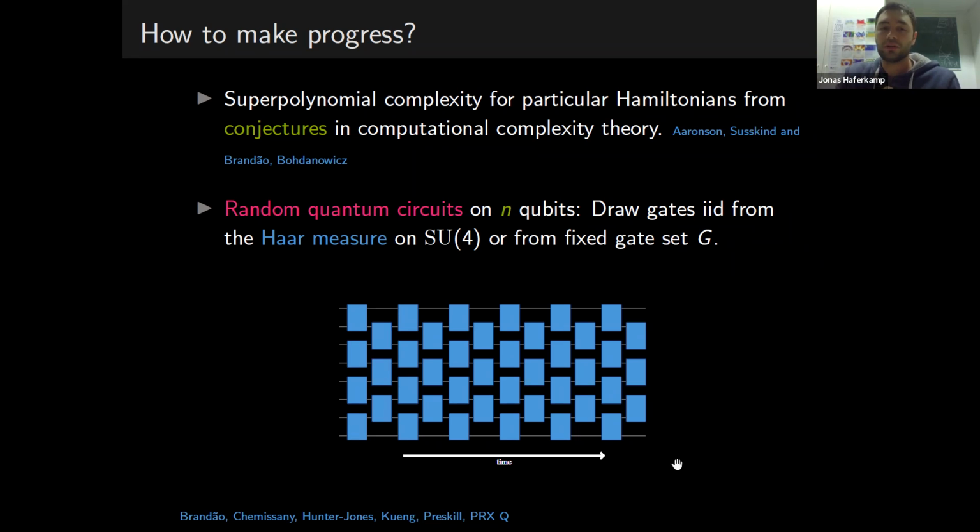In this toy model, we introduce a certain time dependence, where we draw each gate at random uniformly from the 2-qubit Clifford group, or from some fixed gate set, depending on the model. I write Haar measure here, but it's just a fancy word for drawing uniformly. And we draw all of them independently. I just want to mention that this idea to make progress is from a paper by Brandão, Chemissany, Hunter, Jones, King, and Preskill that was very influential to me when I first came up with these questions.